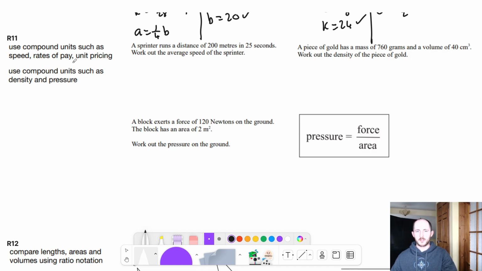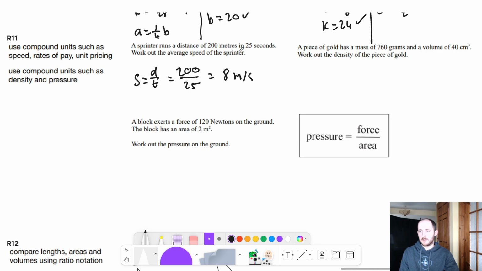Using compound units such as speed, rates of pay, unit pricing, etc. and using pressure. So I've got all of the main ones that you can be asked for. We have density, we have pressure, and we have speed. These are the main ones they're going to give you. So 200 meters in 25 seconds. Well, speed is just equal to distance over time. So that's 200 over 25, which is 8 meters per second, which is actually incredibly fast.